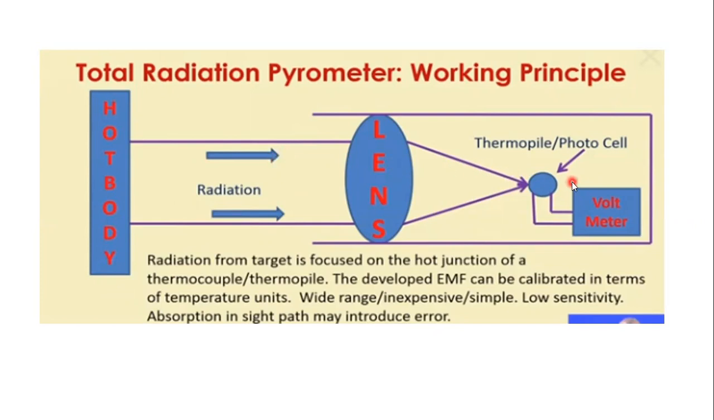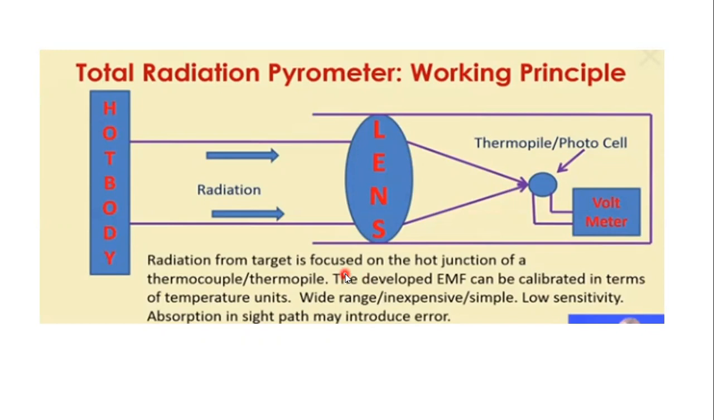This type of pyrometer receives a controlled sample of the total radiation of a hot body. You know that a hot body will emit radiation, and this pyrometer receives a controlled sample of that total radiation, which is focused onto a temperature sensitive transducer. That means here we can use either a thermocouple, thermopile or photocell. We are focusing the total radiation by using a lens.